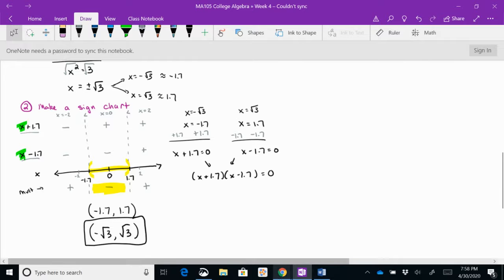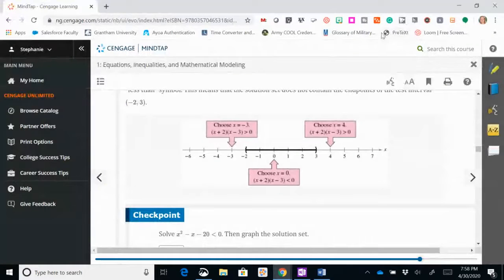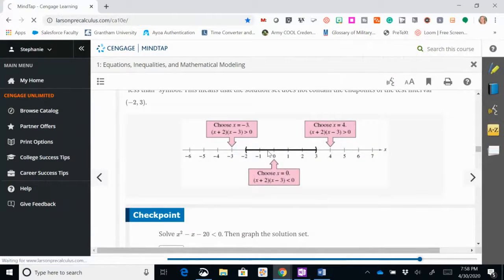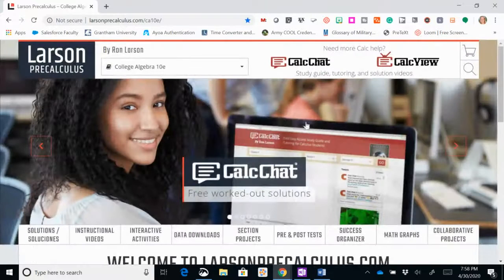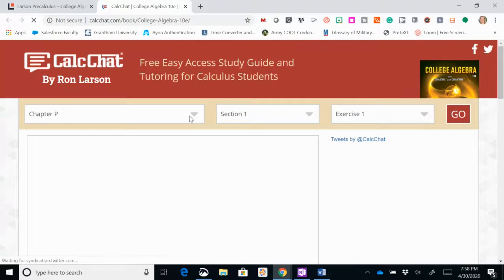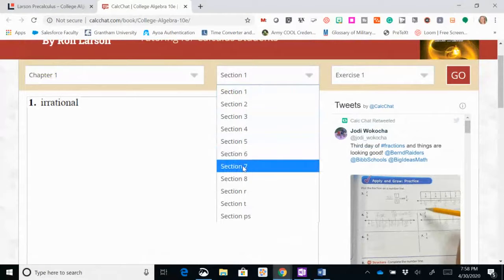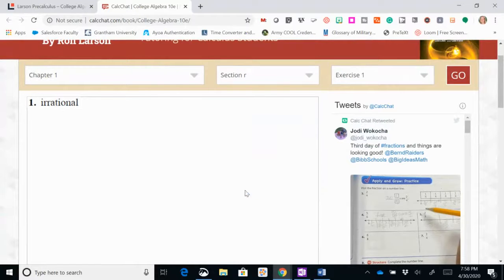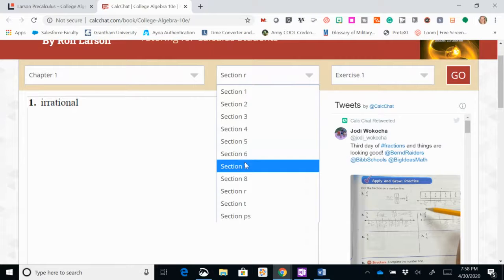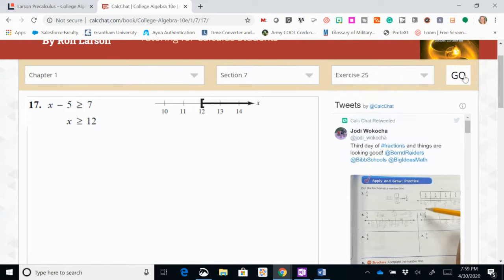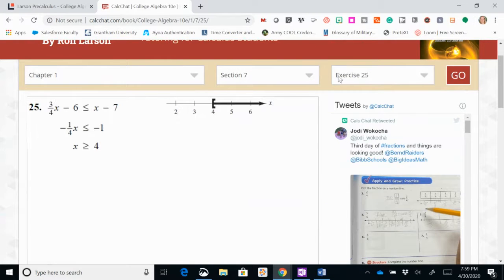Another thing that does help some people is the textbook has a website. And you may have discovered this. It's this Calc Chat, and it shows steps. So if I go to Chapter 1, Section 7, and if you want the review problems, those are Section R. When it says Section R, those are the review problems. I'm going to just pick a problem here. Oh, that's not a helpful one. That is also linear.